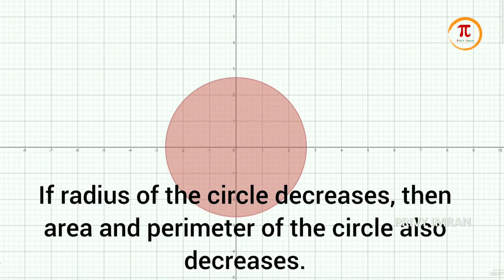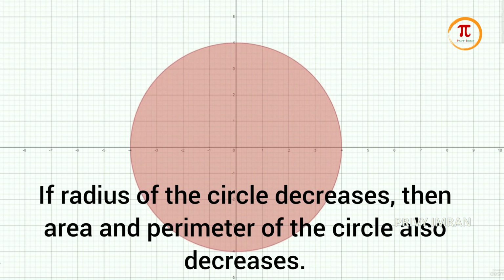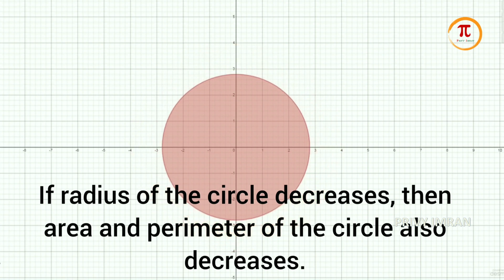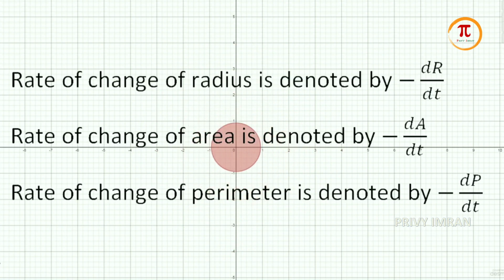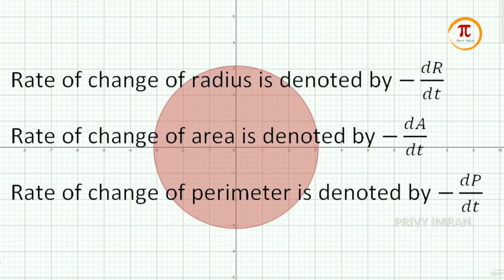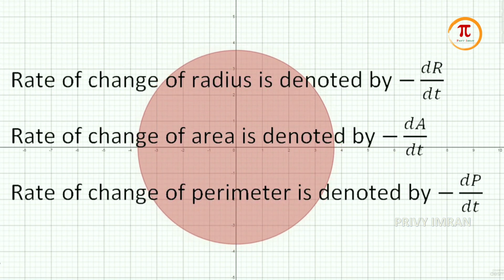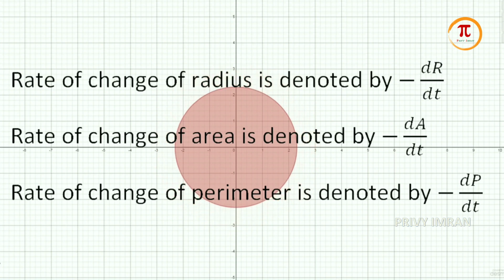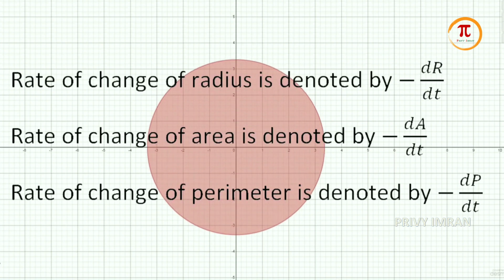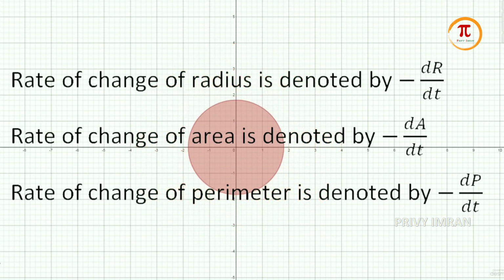If radius of the circle decreases, then area and perimeter of the circle also decrease. Then rate of change of radius is denoted by minus of dr by dt. Similarly, rate of change of area is denoted by minus of dA by dt, and rate of change of perimeter is denoted by minus of dP by dt.